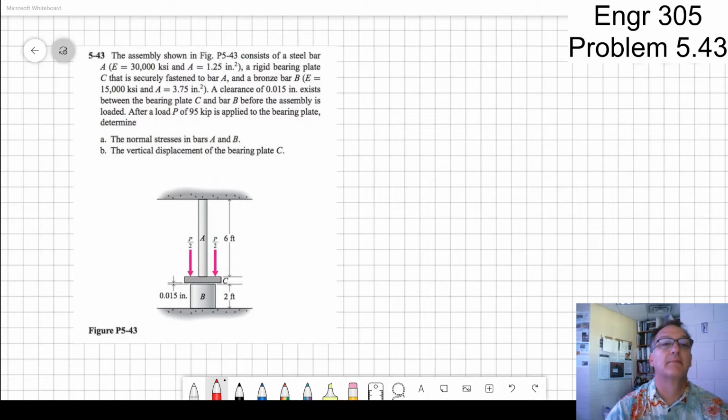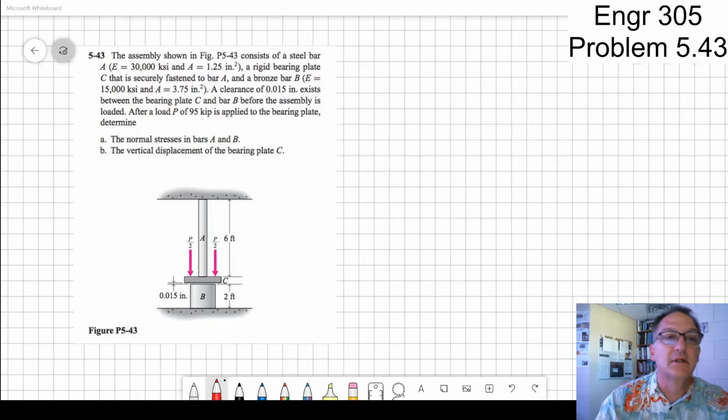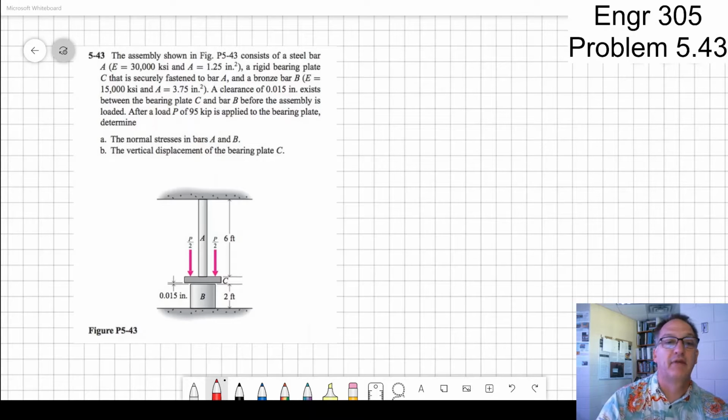So I've got steel up above, and then bronze down below. Bronze is B, that's good. There's a clearance, however, this time in our system that exists between the bearing plate C and the bronze B underneath before the assembly is loaded. After it's loaded with 95 kips evenly across the plate, find the normal stress in A and B and the vertical displacement of bearing plate C.